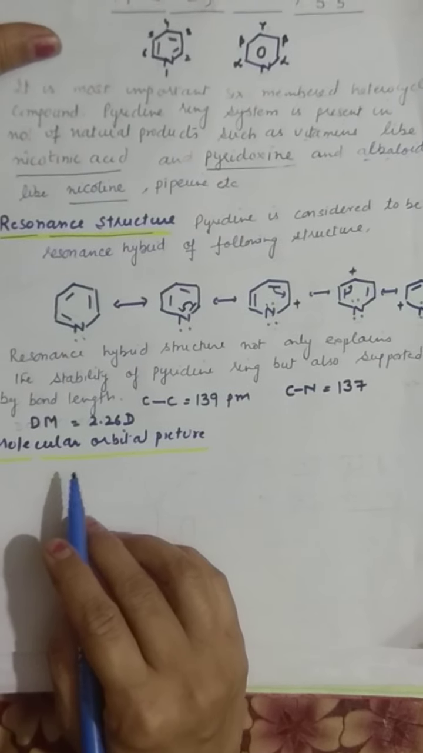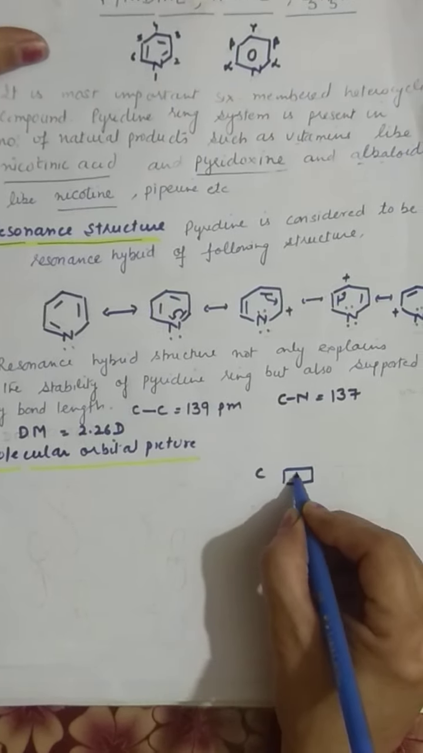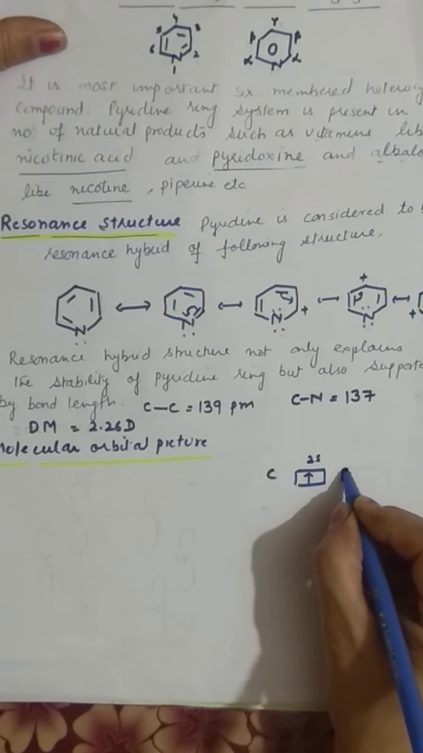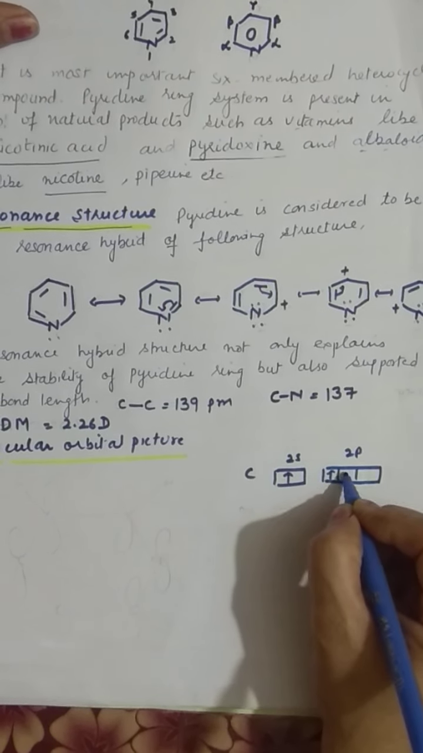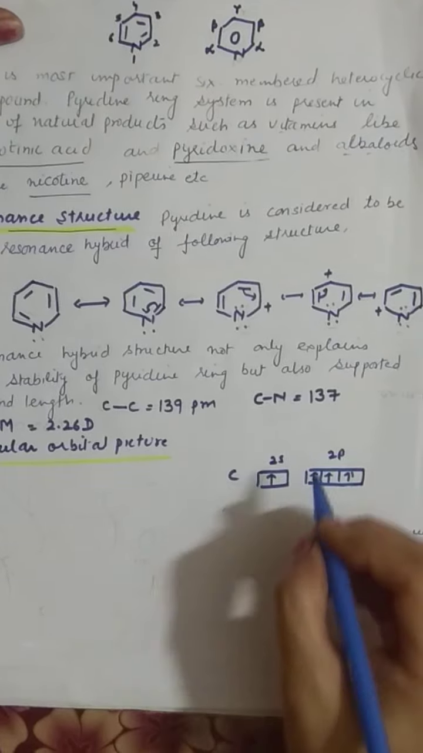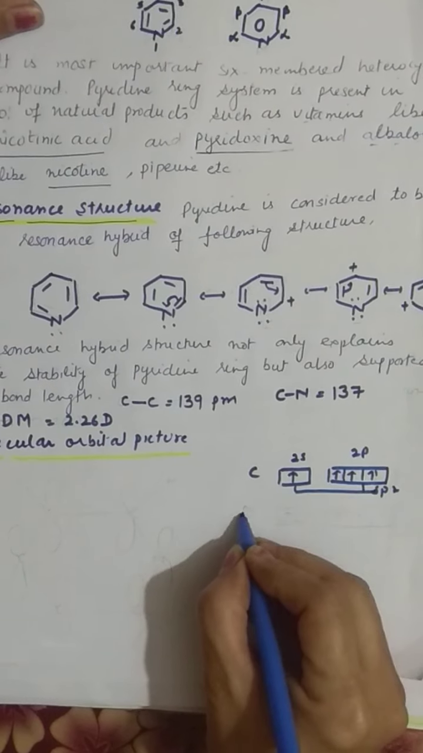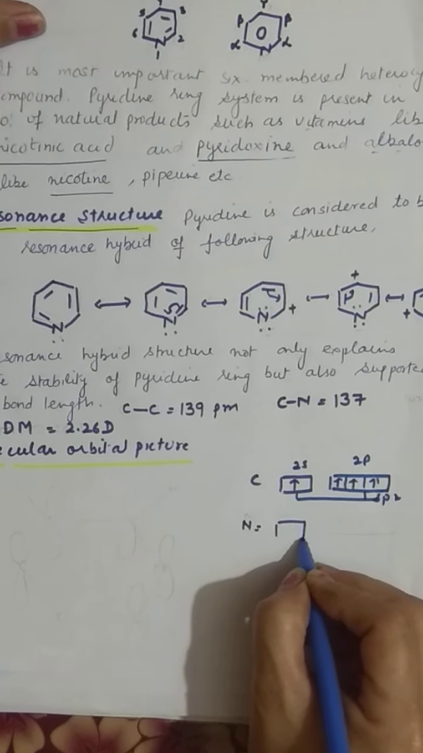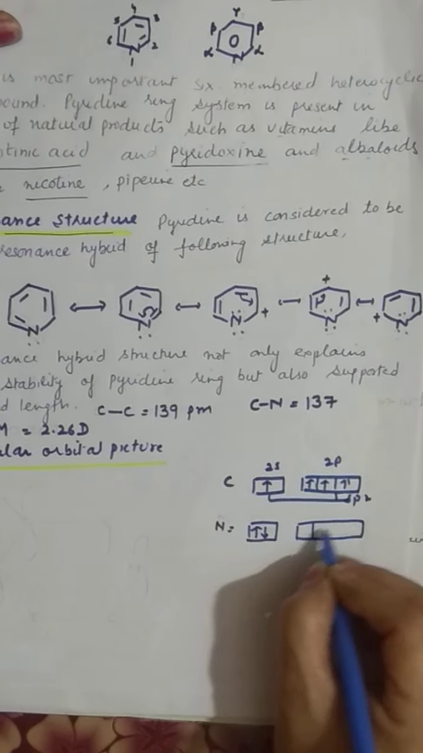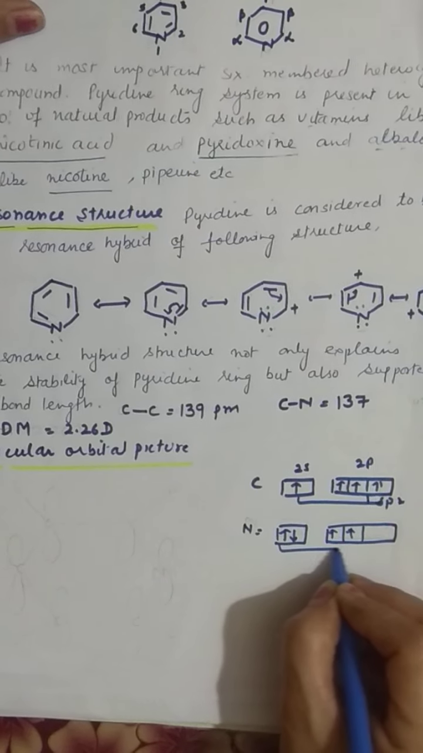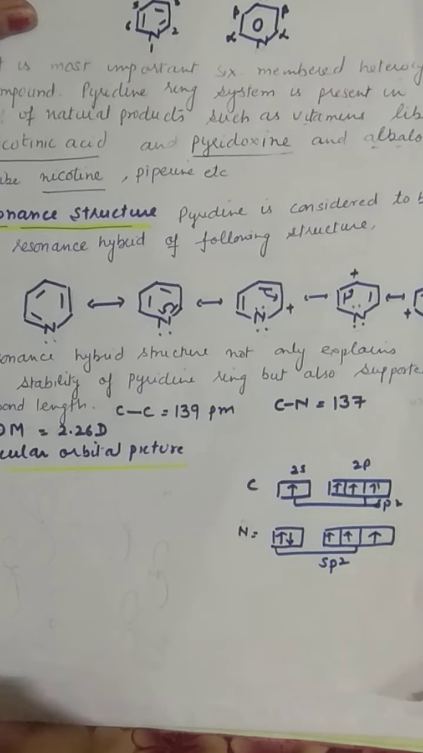So what will be the molecular orbital picture? Here carbon is sp2 hybridized. So this one is, as you know, a 2p orbital containing a single electron. So it is sp2 hybridization. Nitrogen is again sp2 hybridized, and one of the hybridized orbitals contains a lone pair of electrons. So this condition is different from that of pyrrole.